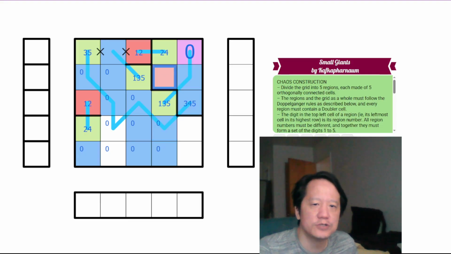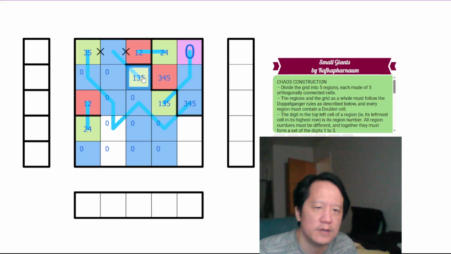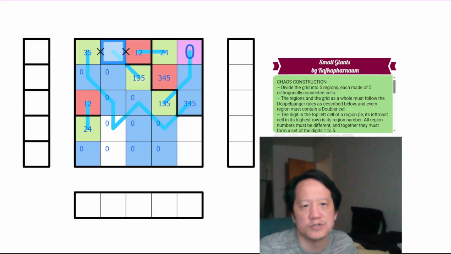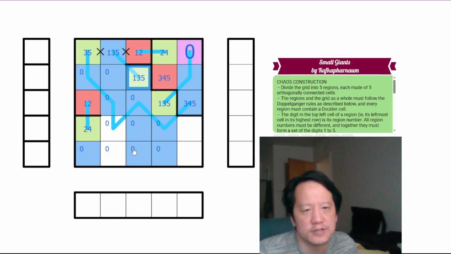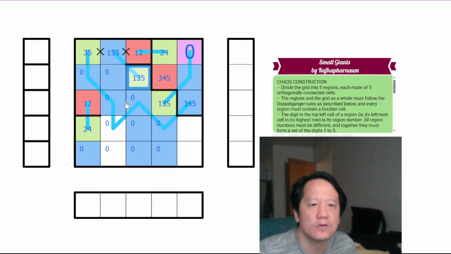This cannot be 1 or 2. It's 3, 4, or 5 here. This is non-doubled. This is non-doubled. So this has to be 1, 3, or 5, adding up to the same sum as that. These cannot be part of this region. And they can't be part of this region because that's a region number there. So this must be a full region here.